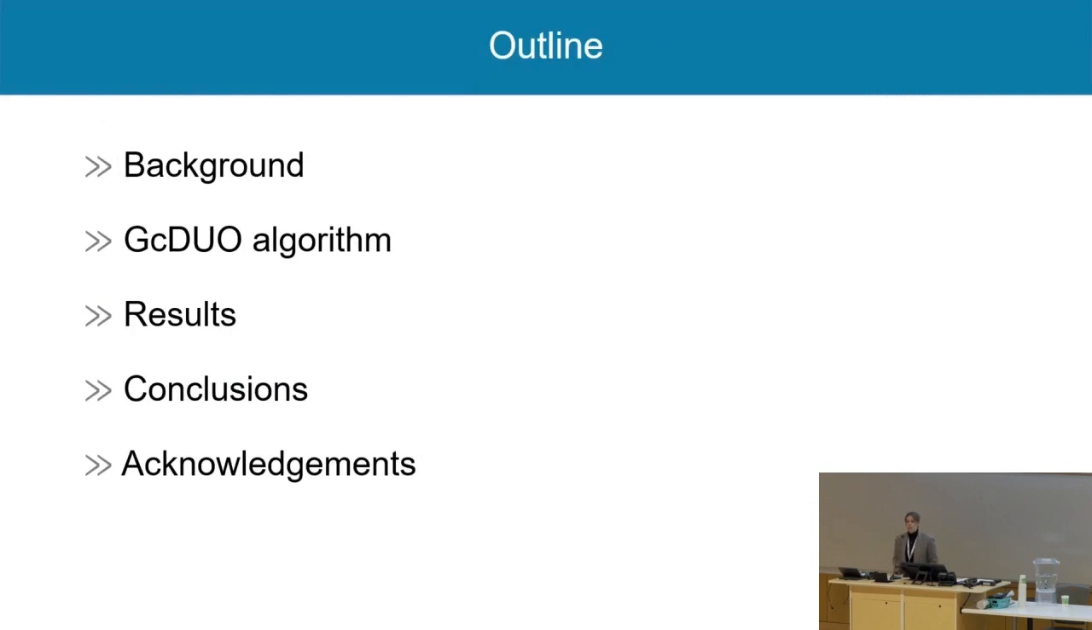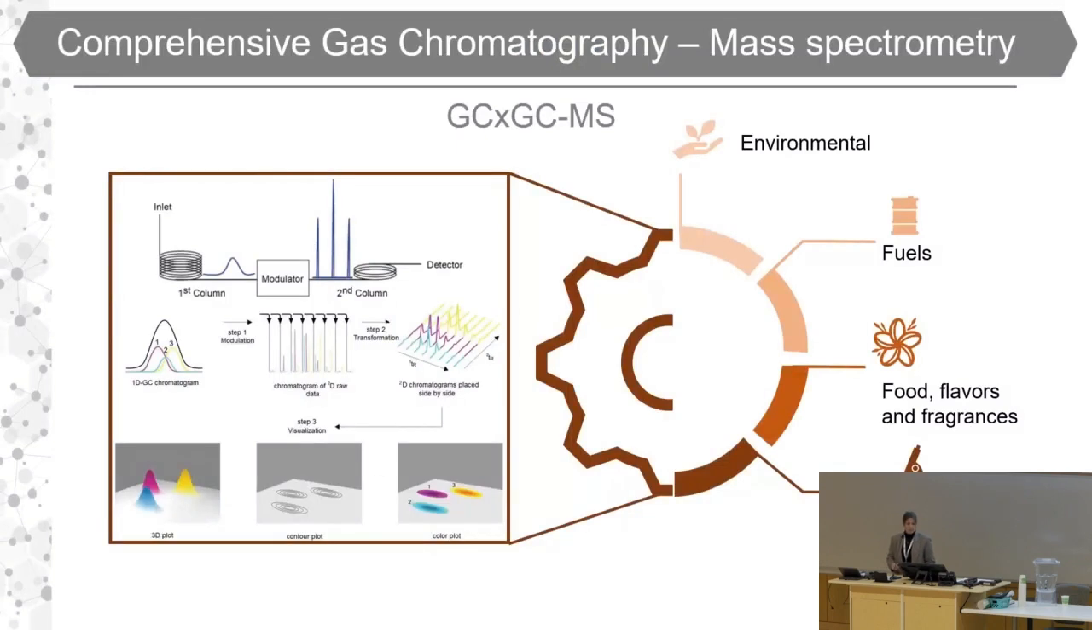Perfect. So first I will start with a little bit of background, then I will move to the algorithm, some results, and the conclusions. As we've seen these days, GC×GC is a commonly applied technique in volatilomics and in the analysis of highly complex matrices.